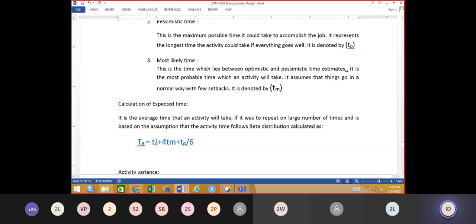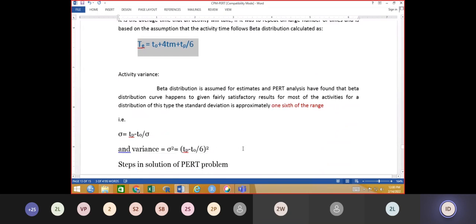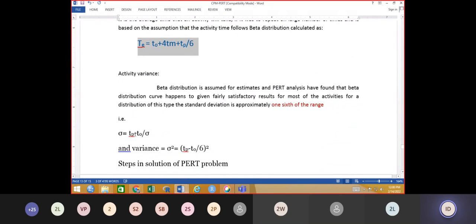Calculation of expected time: this is the formula used to calculate the time. Now again the standard deviation and variance are calculated. The standard deviation is equal to TP minus TO divided by 6, and the variance is equal to (TP minus TO) divided by 6, raised to 2. So the square of the standard deviation will be the variance.